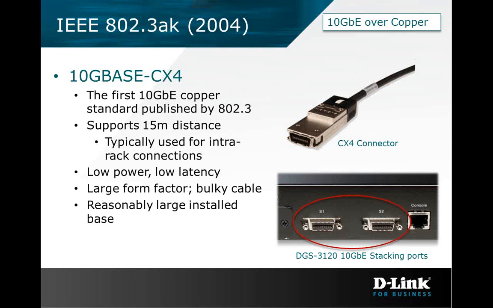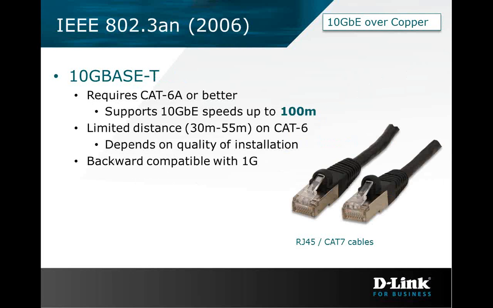But CX4 was good. It's low power, pretty low latency. It is a big, bulky connector and a fairly big, stiff cable. But there's a pretty large install base of 10 gig CX4 out there today. And in fact, on one of our managed switches, the DGS-3120 series, for 10 gig stacking, we still use CX4 ports today. And you can see a picture of the rear panel of a 3120 switch right there. So CX4 was good during its day, but limited to distance, and CX4 is now going out of favor.